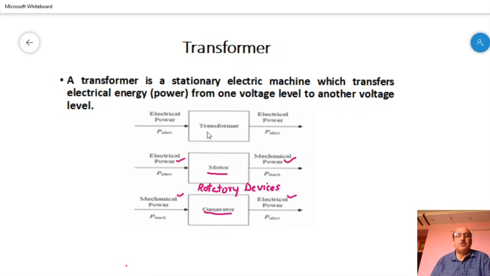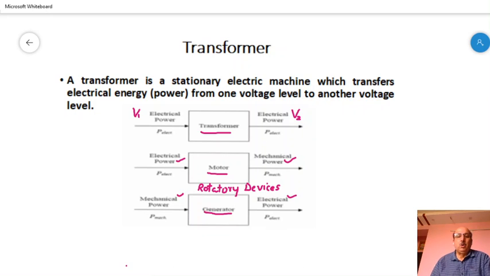But the transformer is a static device. It transfers electric power to electric power from one voltage level to another voltage level, or from one current level to another current level.